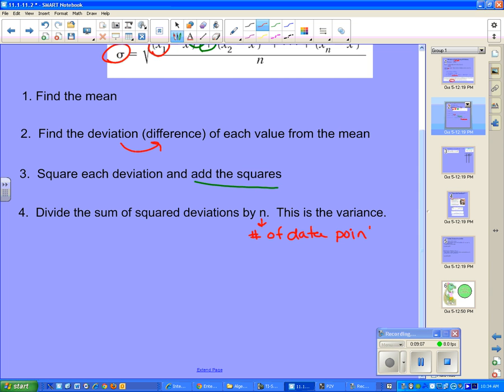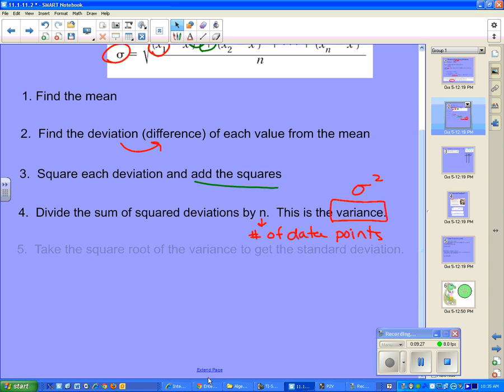Here's another vocab word for you. This is one you're going to want to know. That's the variance. A lot of times the variance will be represented by sigma squared. And then to find sigma, the standard deviation, you just take the square root of that. Again, we're going to do this right now, and this will come up on my next slide too for those of you that are writing this down.